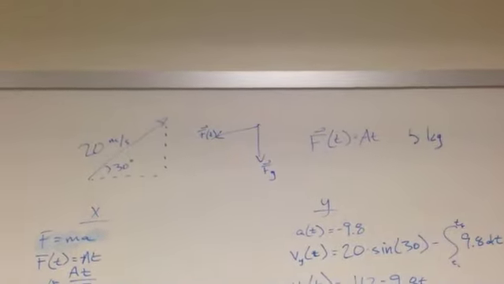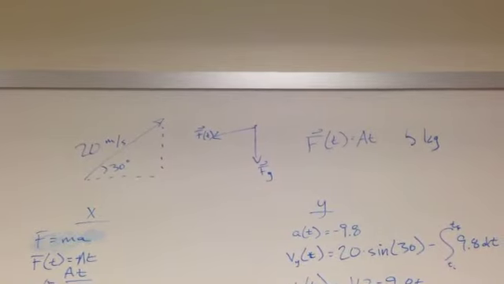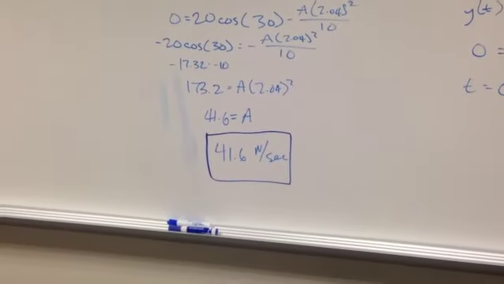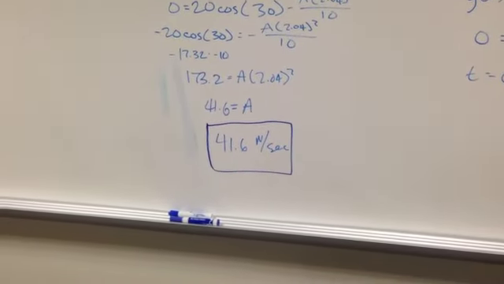because in the force equation of time, it's A times time, so we need to get a force. So 41.6 newtons per second times however many seconds will equal a force, and that is how we got our answer.